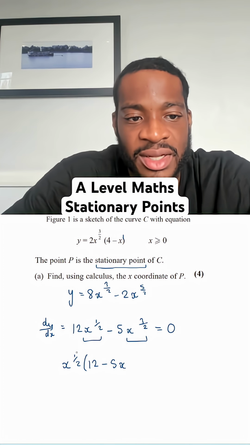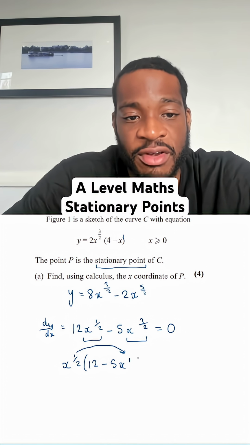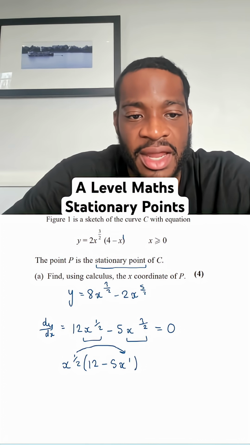What x will go there? What do I times x to the half by to get 3 over 2? Add the powers together. This is going to be x to the 1, right? 1 half plus 1 is 3 over 2. Remember, we add the powers when we times them. So it's going to be like that.